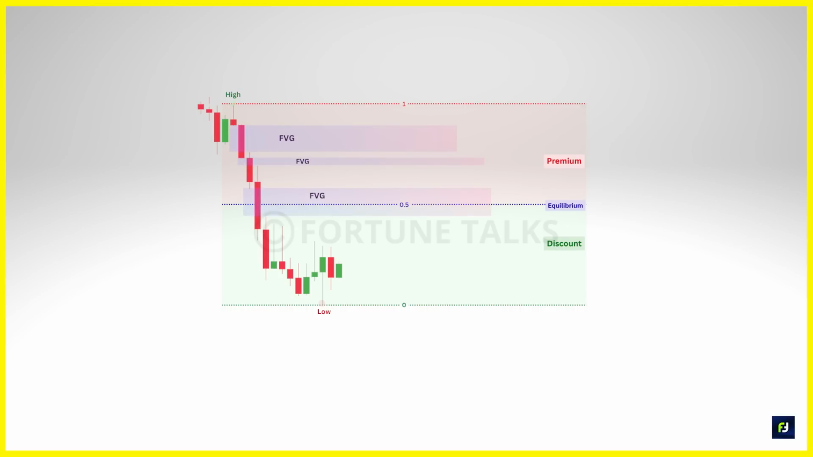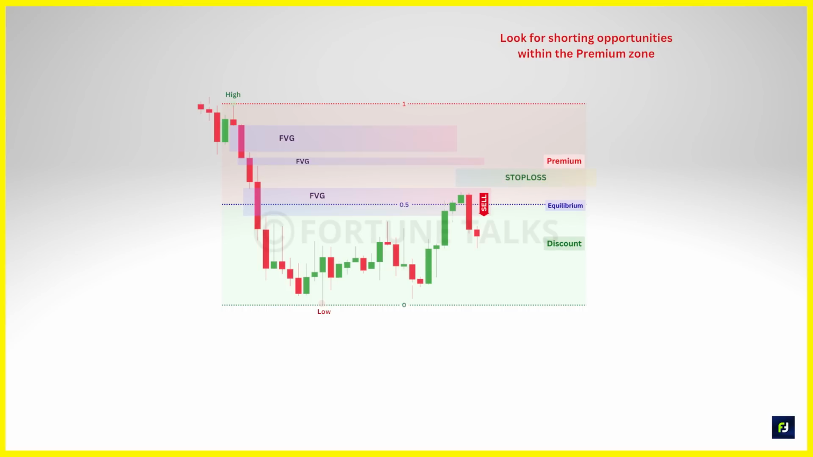Since the overall market sentiment is bearish, we will look for short trade opportunities when price retraces back at least to the equilibrium level or into the premium zone. You could refine your trade entry by moving down to a lower time frame chart and wait for a bearish structure shift to happen within the premium zone. You could enter a short trade and set your stop loss above the highest point before the minor structure shift happened. Our initial profit target would be the low of the displacement zone.